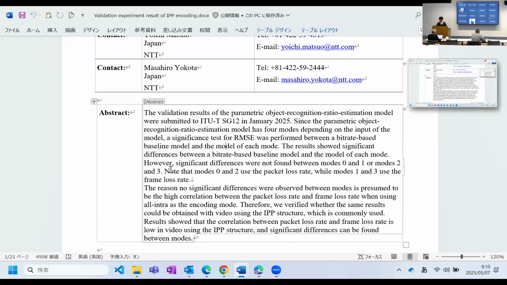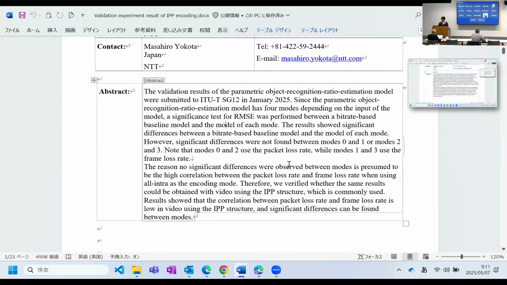And then we received the comment at the previous standardization meeting that it was necessary to perform a significant test between modes. And we conducted a significant test for each mode. As a result, significant differences were found between modes 1 and 2. However, significant differences were not found between modes 0 and 1 and modes 2 and 3. Note that modes 0 and 2 use the packet loss rate, while modes 1 and 3 use the frame loss rate in our proposed model.